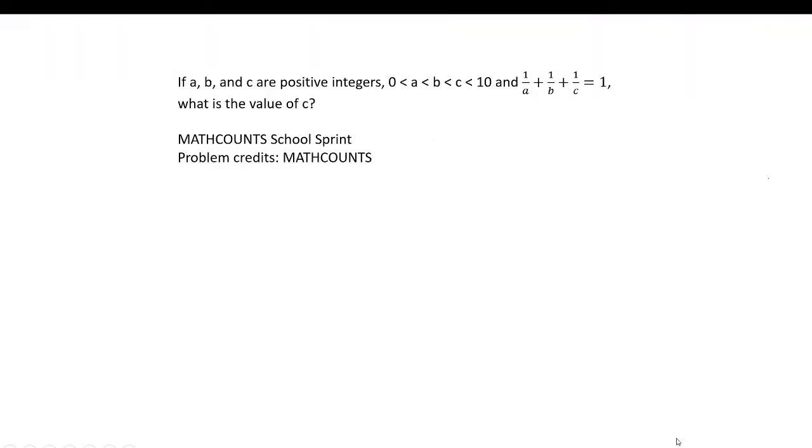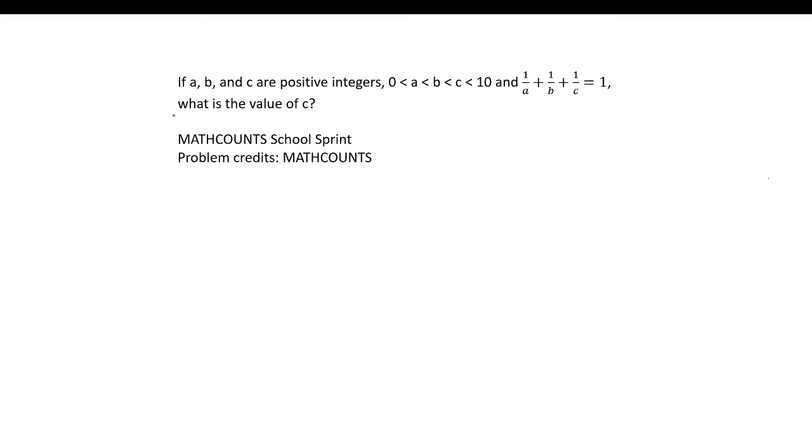In this Math Counts preparation lesson, we have some algebra, so let's get started. So we have a problem here. If a, b, and c are positive integers and a is greater than 0, b is greater than a, c is greater than b, and c is less than 10, and 1 over a plus 1 over b plus 1 over c equals 1, what is the value of c?